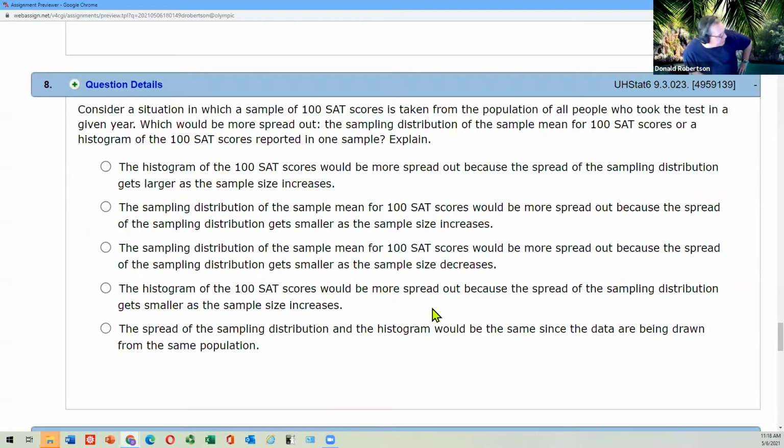Okay, this question number 8 says, consider a situation in which a sample of 100 SAT scores is taken from a population of all people who took the test in a given year. So the people who run the SAT are always on the lookout for fairness, for want of a better word. Don't you not want an SAT from this year to be distinctly harder to get a good score than last year, right? You want it to be pretty much the same every year.